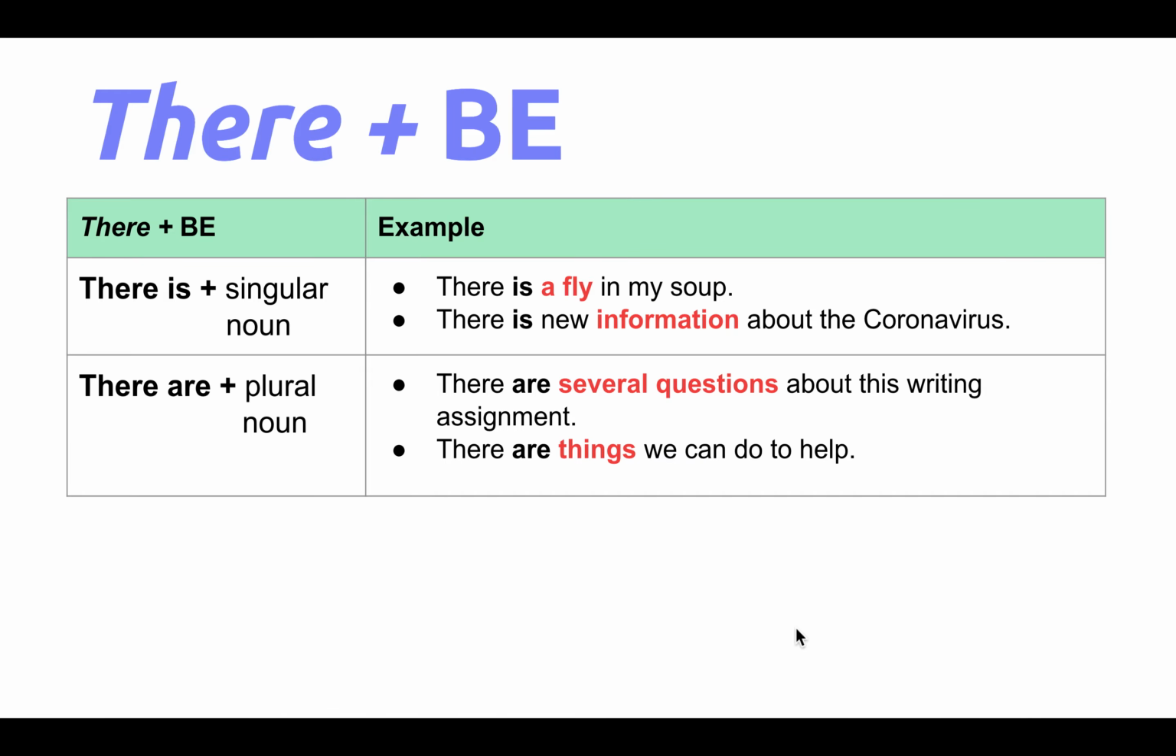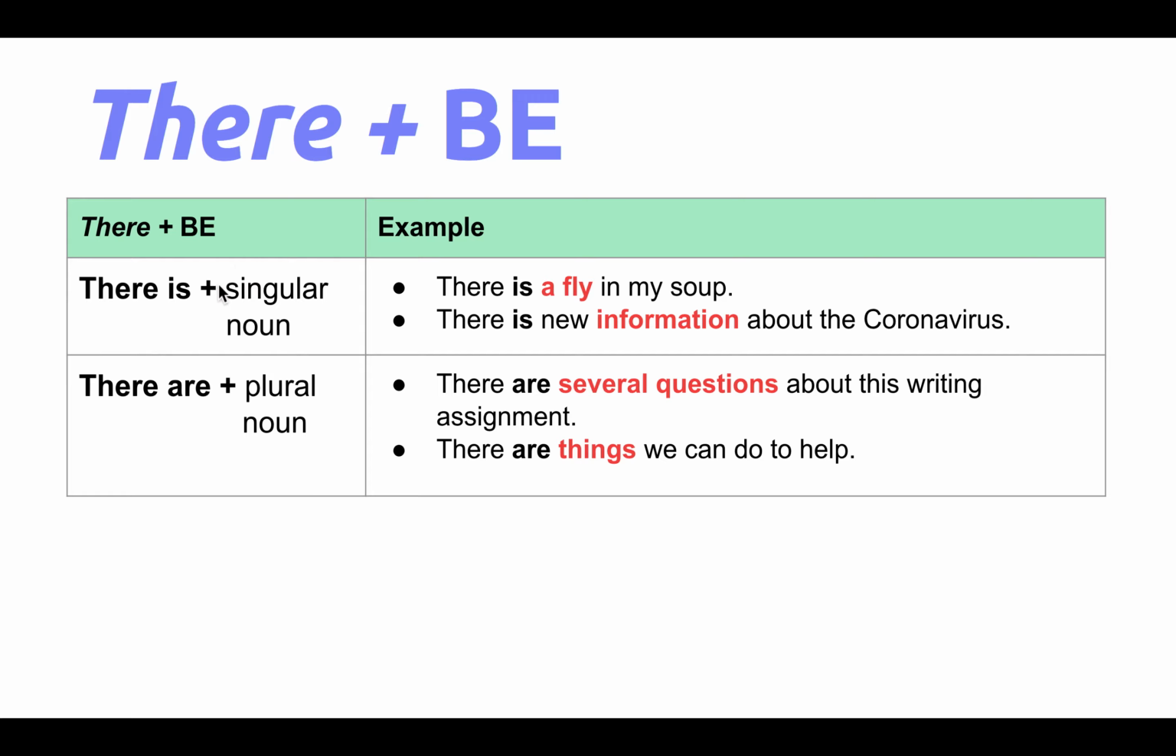Another form of the present simple is when we use there plus be. We use this form when we want to talk about just the fact that something exists, right? For example, there are 2 windows in this room, or there is a fly buzzing around. So when we have there plus be, the subject is a little bit different. The subject actually comes after the form of be, right?